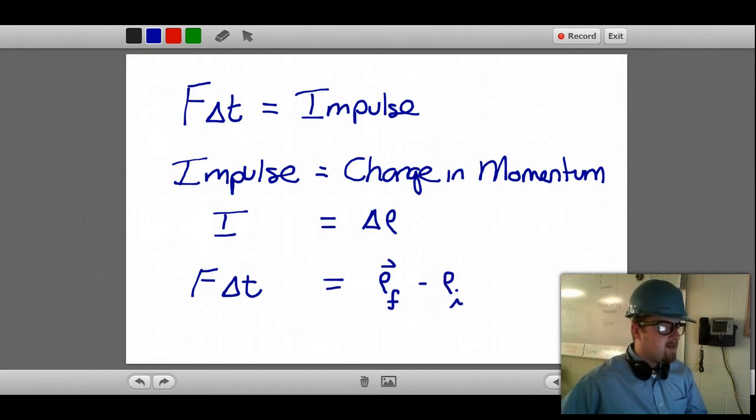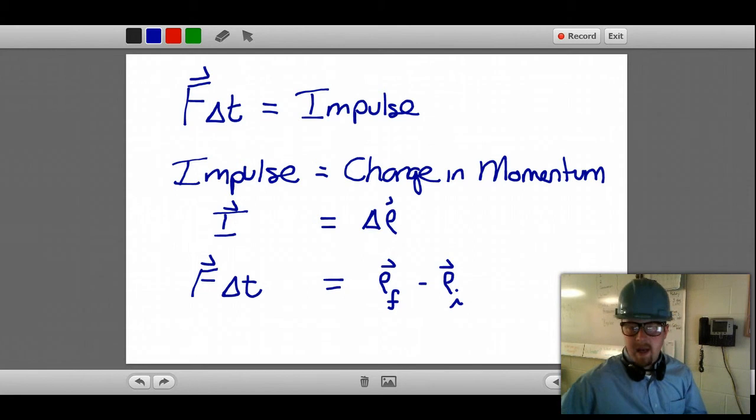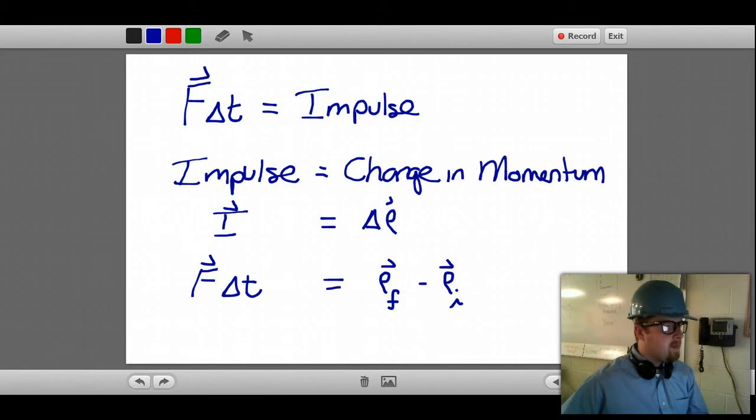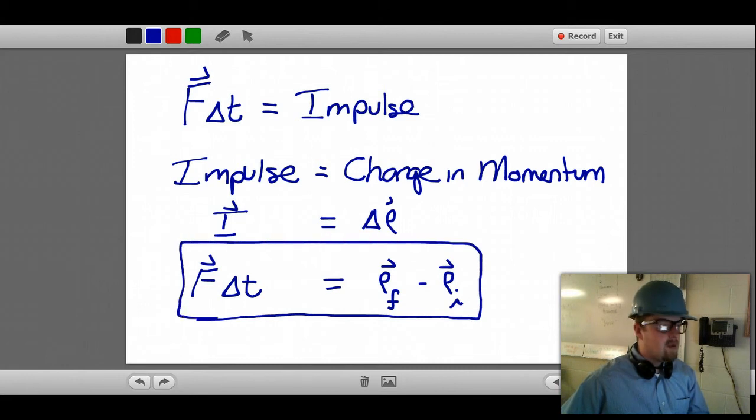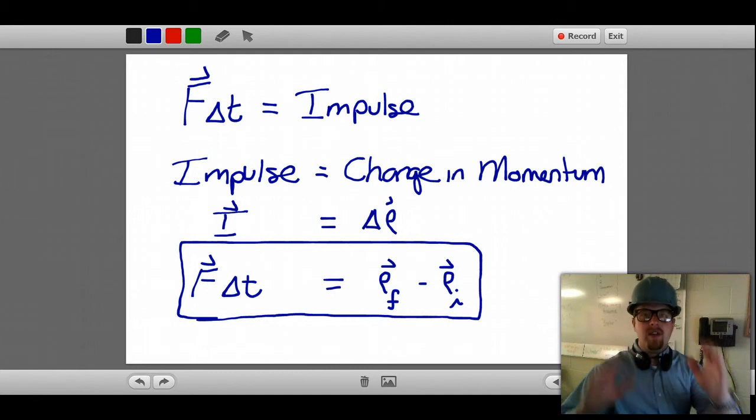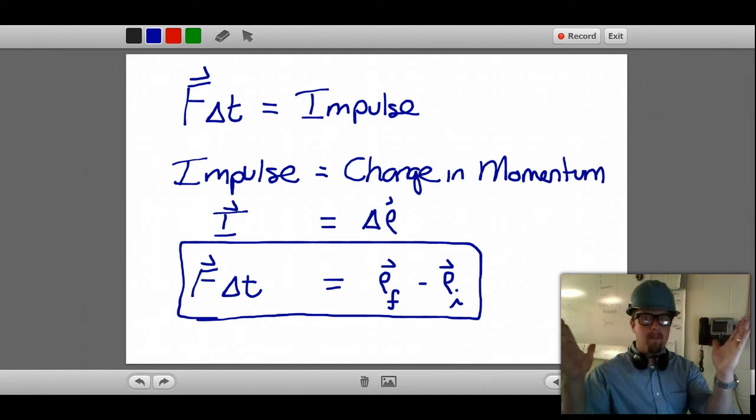And of course, these are vector quantities, so I want to go ahead and put the arrows above everything that deserves an arrow, to represent that it's not only a magnitude, but also direction is important. So what we see happening here is that we have the impulse, F delta t, is equal to the change in momentum. Now imagine for a moment I have these two hands and I'm going to clap.